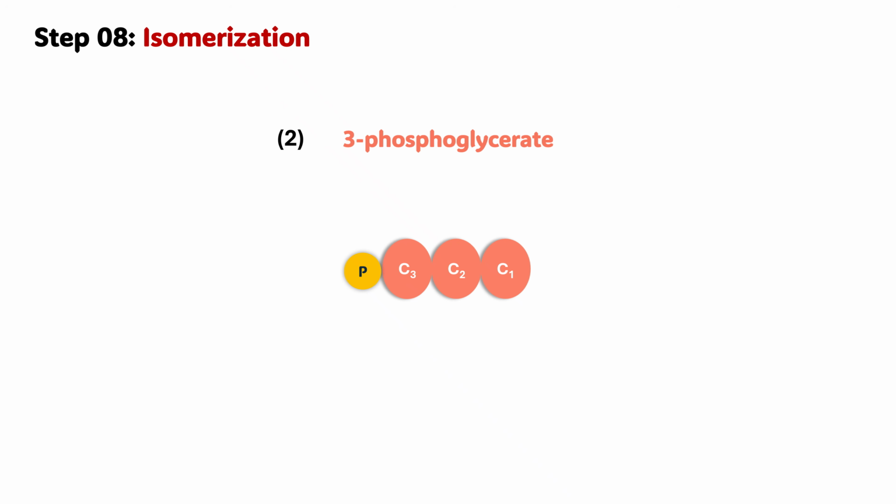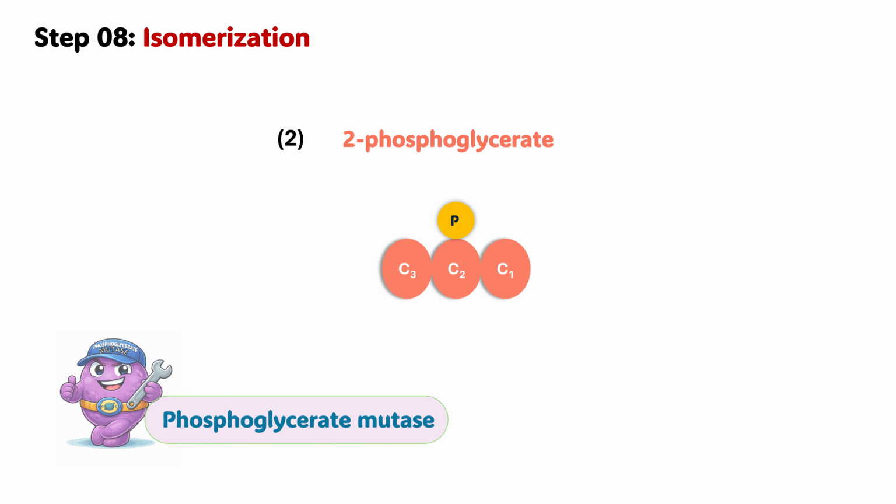After that, 3-phosphoglycerate is rearranged to form 2-phosphoglycerate. This involves a simple internal shift of the phosphate group from the 3rd carbon to the 2nd carbon. This reversible isomerization reaction is catalyzed by the enzyme phosphoglycerate mutase.